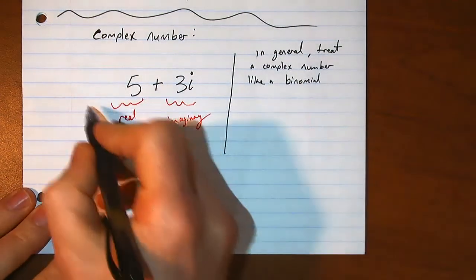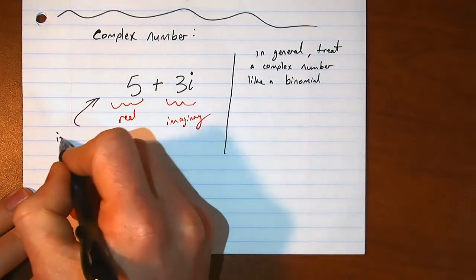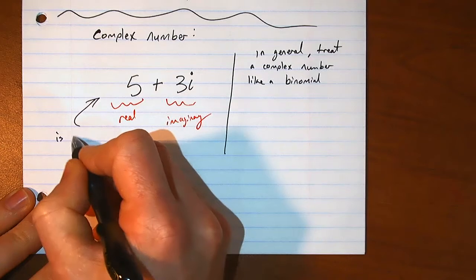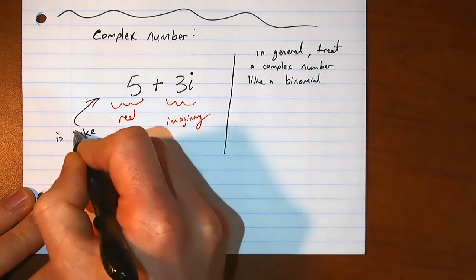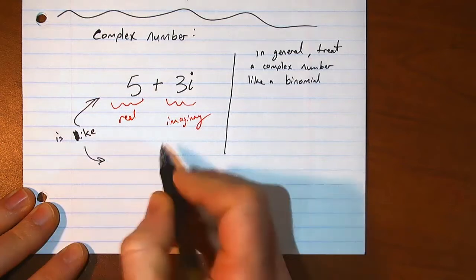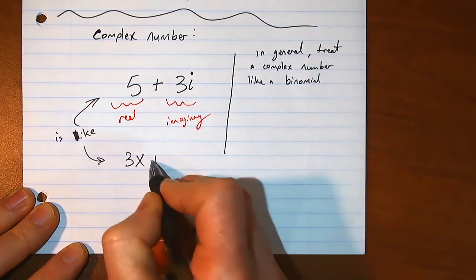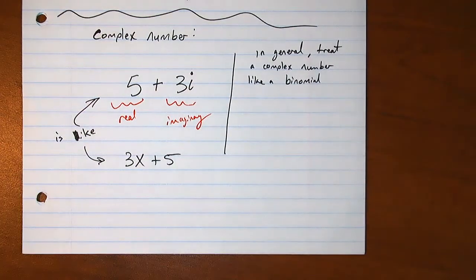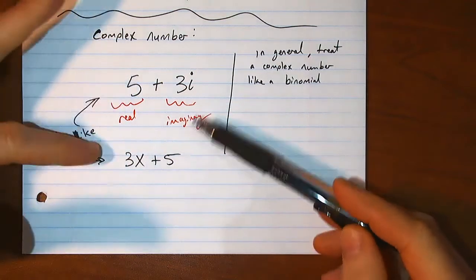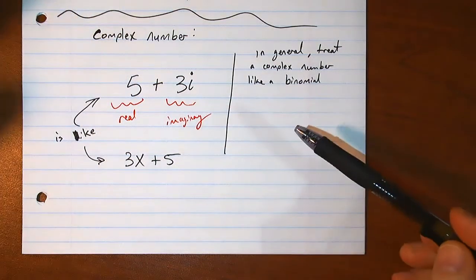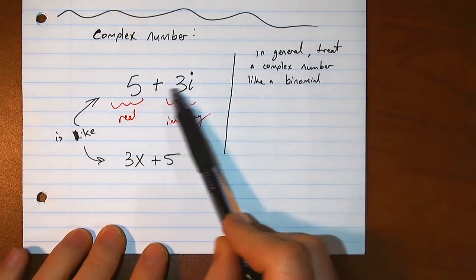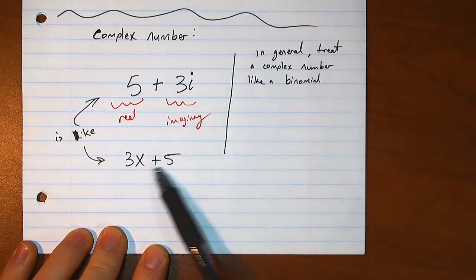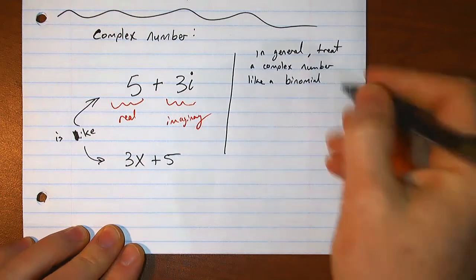Okay, so this thing right here is kind of like this thing right here, right? Do we see the similarities between them? Standard form reverses the order, but outside of that, they're basically the same. So we're going to treat this complex number just like it's an imaginary number with one exception.